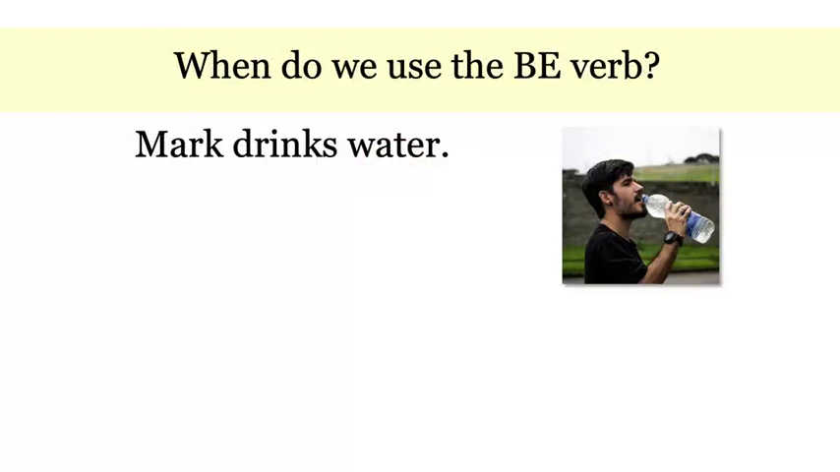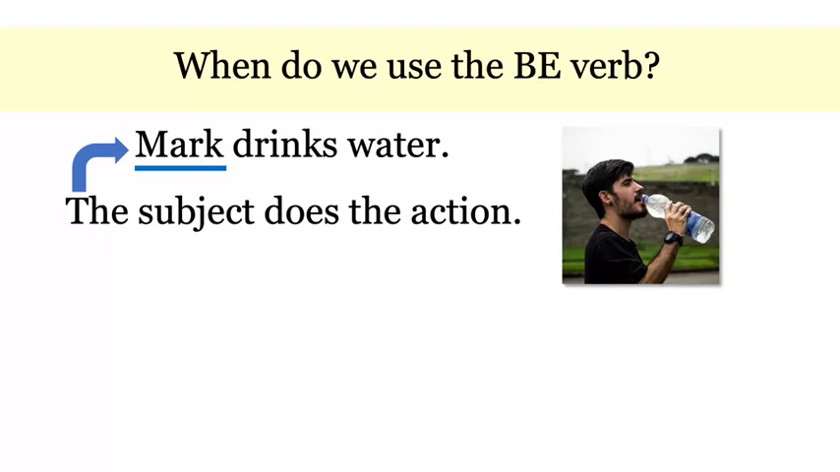When do we use the be verb? Let's look at this sentence. Mark drinks water. Mark is the subject of the sentence. The subject does the action. Drinks is the action. Drinks is the verb in this sentence. Mark is the subject because he drinks.